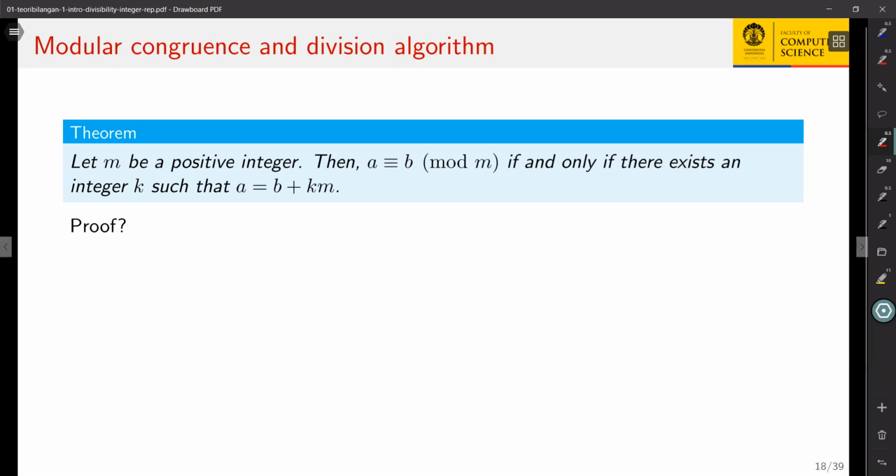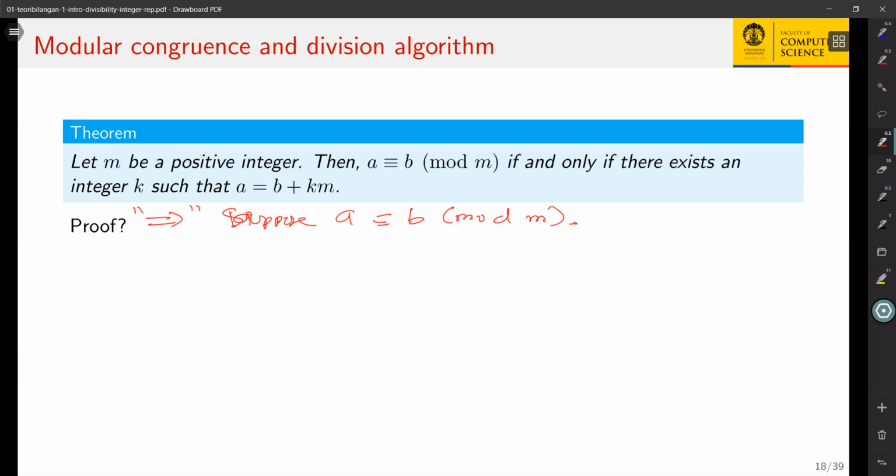This is pretty easy, right, to show. So the left to right direction will be, well, suppose A is congruent to B modulo M. So what will be the next step? Can anyone guide me? You want to show that A is equal to B plus kM. We start with the statement that A is congruent to B modulo M. So what will be the next step? Then M divides A minus B, sir. Right, so then M divides A minus B. And then what?